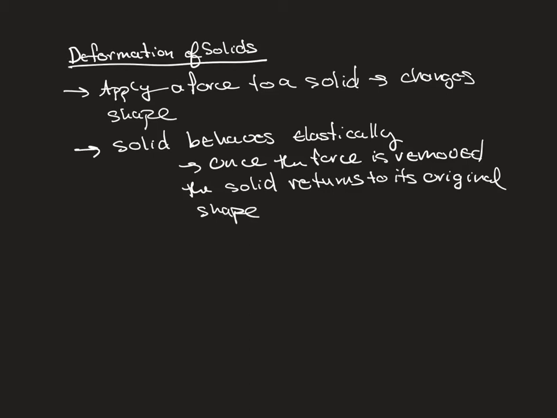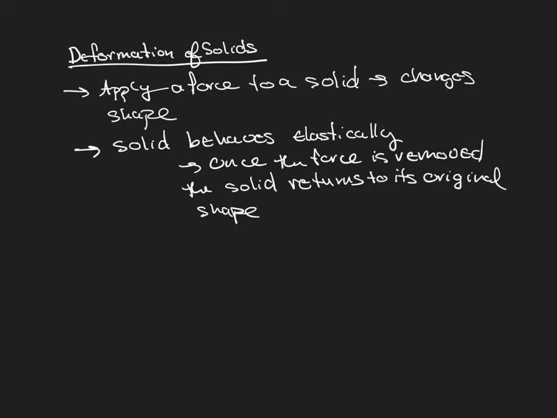So springs behave elastically. That's why instead of being called spring potential energy, it is often called elastic potential energy. So you apply a force, the spring changes shape, you remove that force, it relaxes back to its equilibrium position or original length.